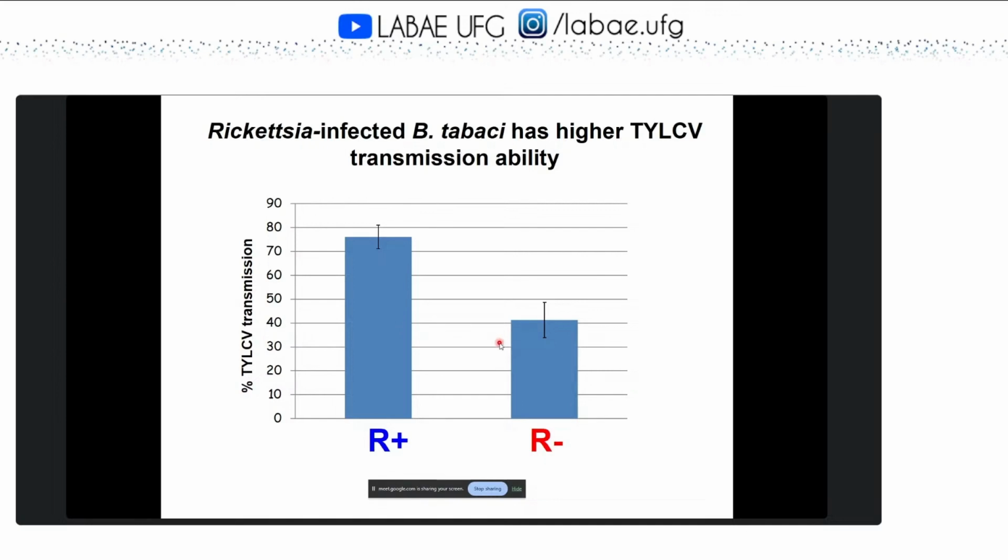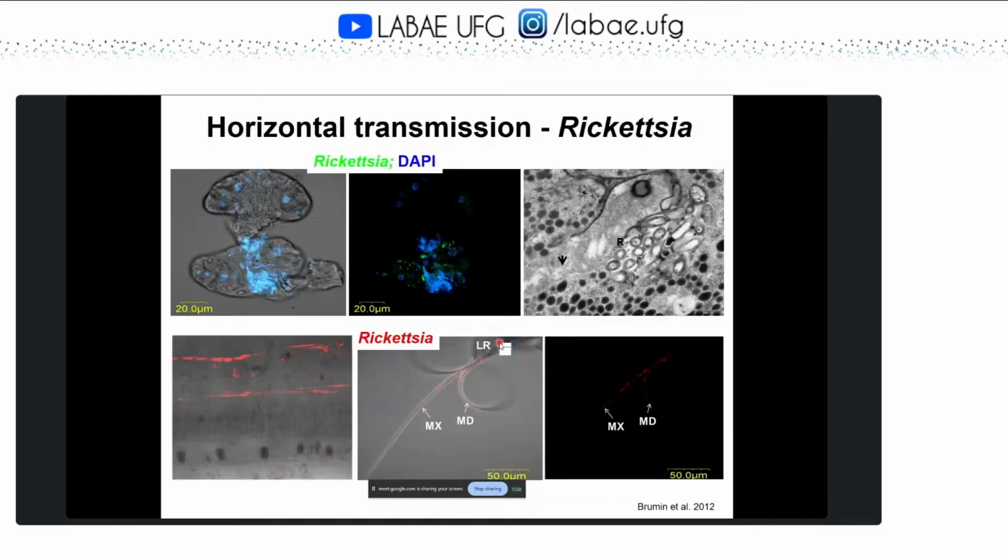And the last thing I want to show you regarding rickettsia, this is not related much to the previous one, but one of the observations we made when we looked at rickettsia and the whitefly is that rickettsia was also found in the glands. So those are the two pairs of, the pair of the primary salivary glands from the whitefly. And when we did the FISH experiment, we could see also rickettsia inside the glands.